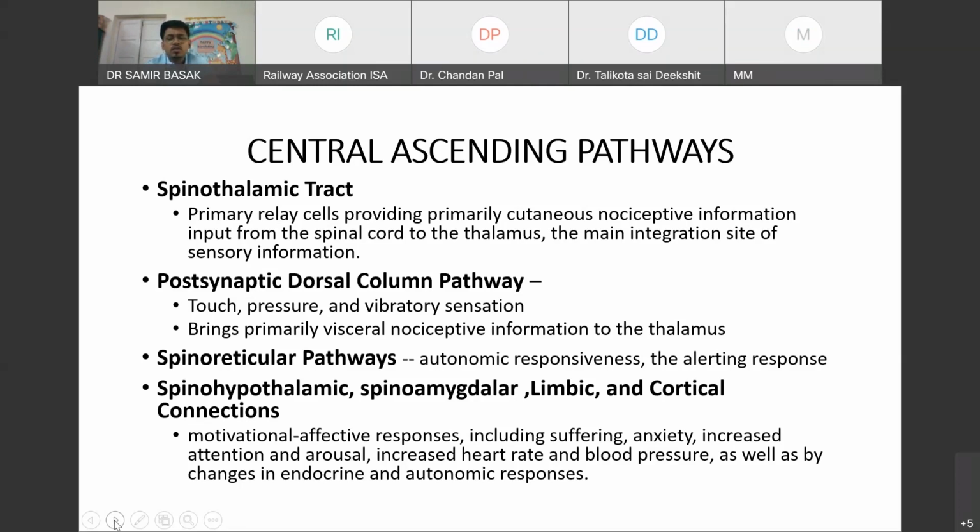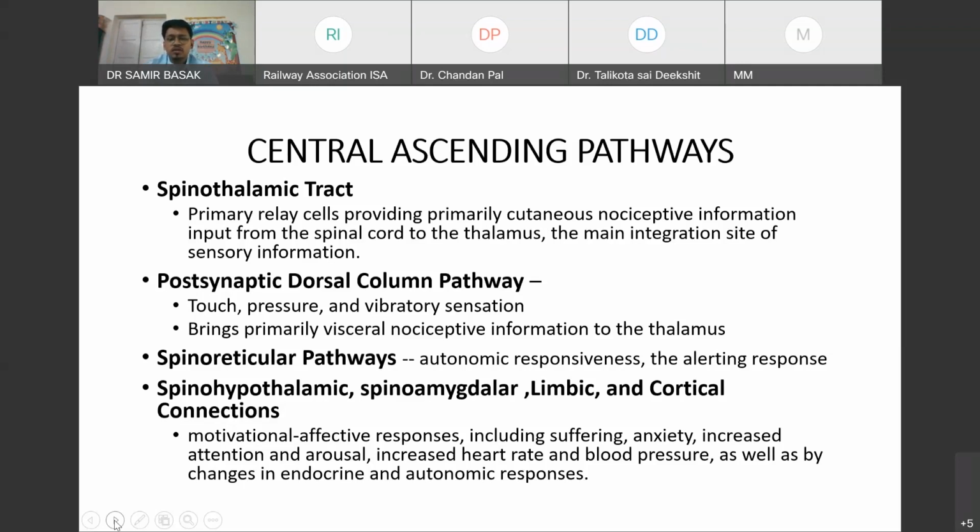Next, when there is pain, we become alert. When we are sleeping and something bites us, we become alert. So the alerting response goes through the spinoreticular pathway, the autonomic response. Next come the spinohypothalamic, spinoamygdalar, limbic, and cortical connections. These are all the motivational or affective response.